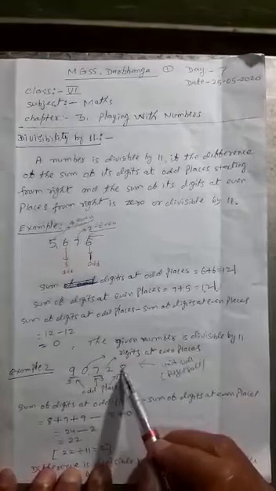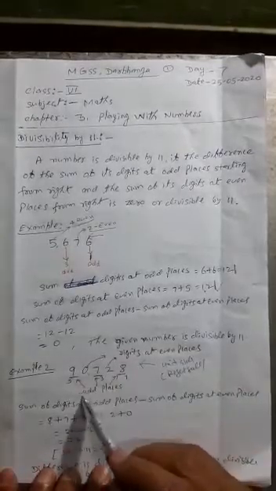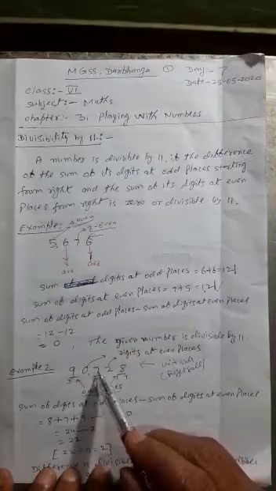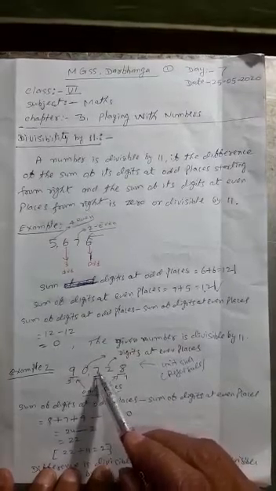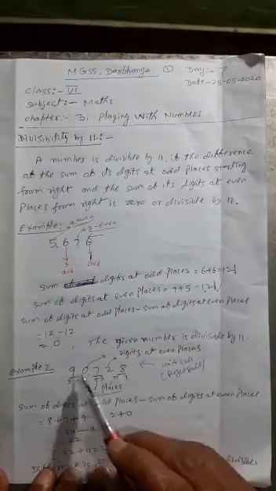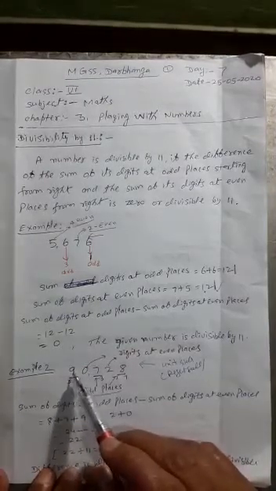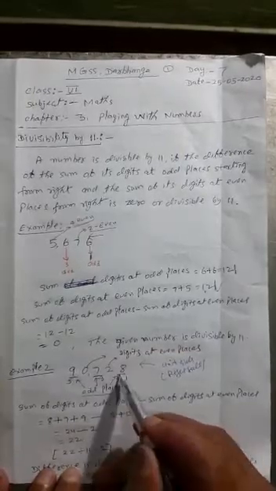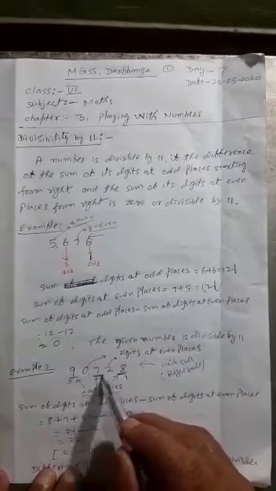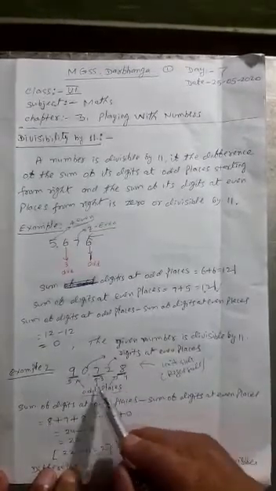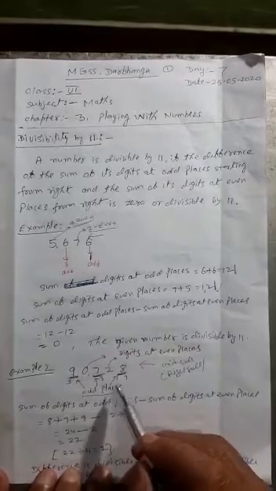Here 8 is the first place. First place means odd place. Then second place, third place: 7 is at the third place. This is also at the odd place. And then 9 is at the fifth place, which is also an odd place. So the first digit, third digit and fifth digit, all these three digits are at the odd places.